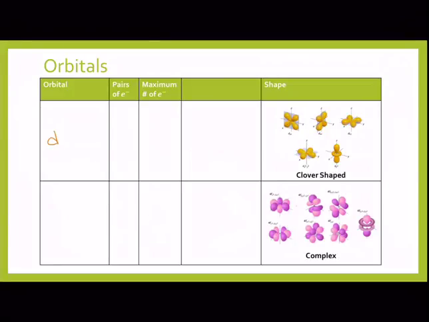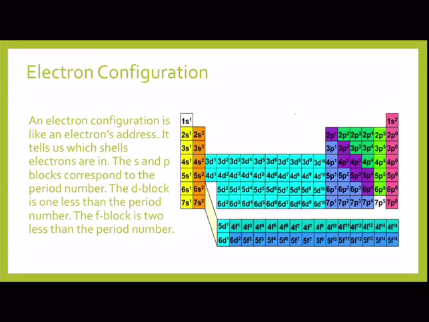Next orbital are d orbitals. They hold 5 pairs of electrons for a maximum number of 10. These are 3d, 4d, and 5d, and so on. And this orbital is clover-shaped. So there are 5 different shapes for the d orbital. And the last one are f orbitals. So f orbitals can hold 7 pairs of electrons. They have 14 electrons in there, the maximum number, and these start with 4f and 5f. So f orbitals are very odd shaped.